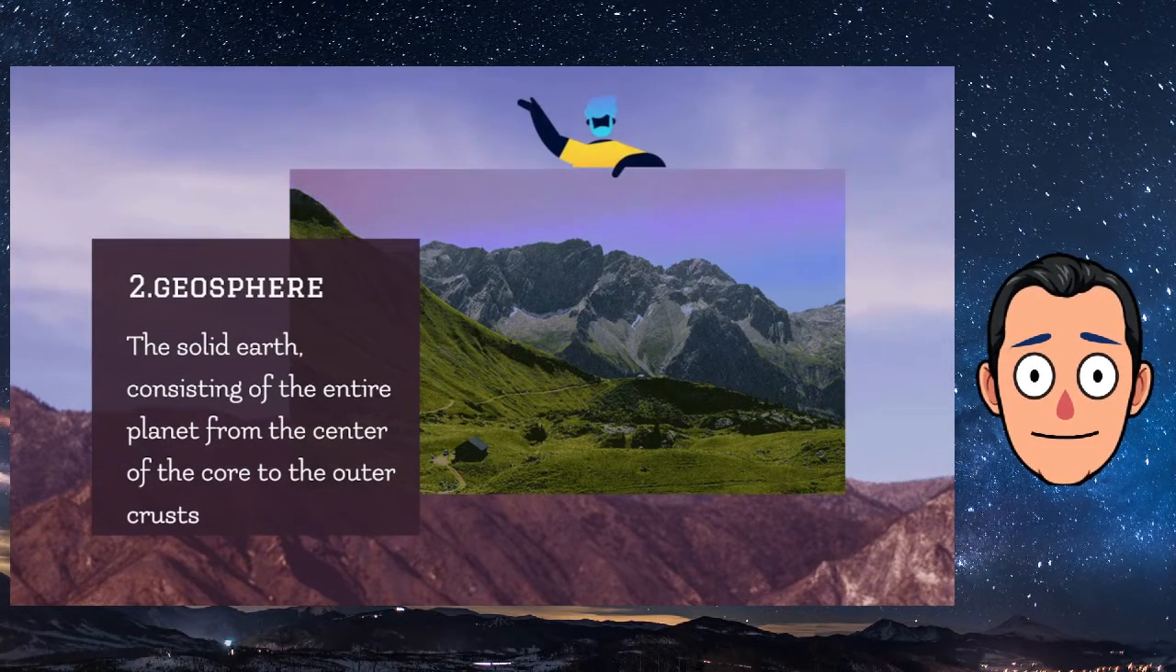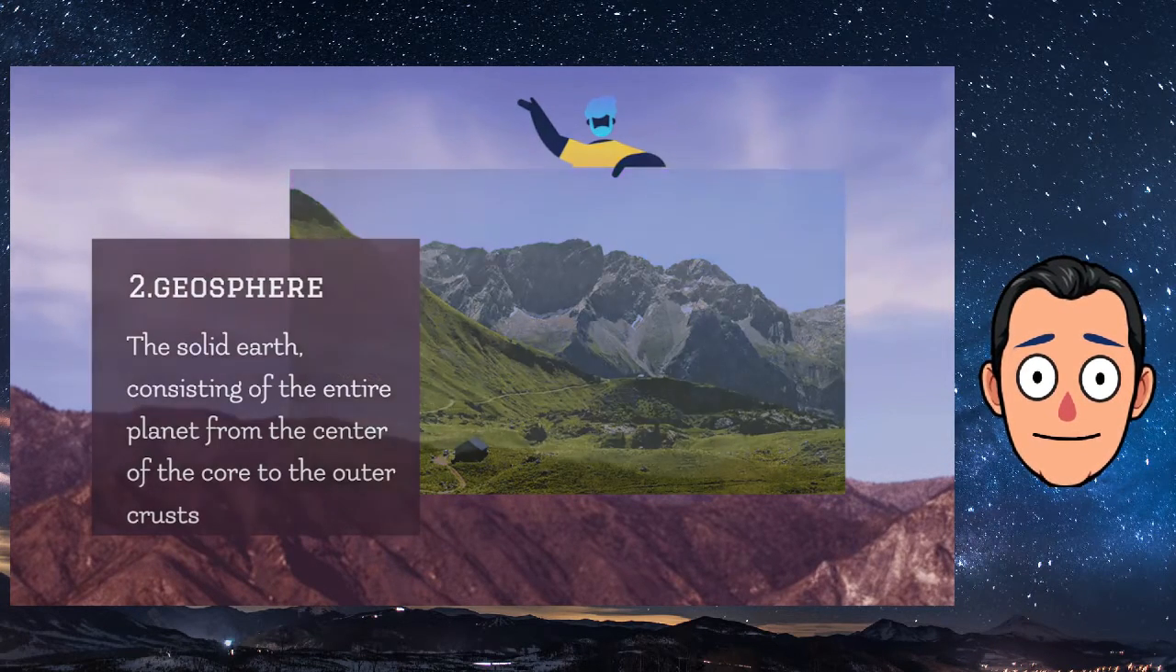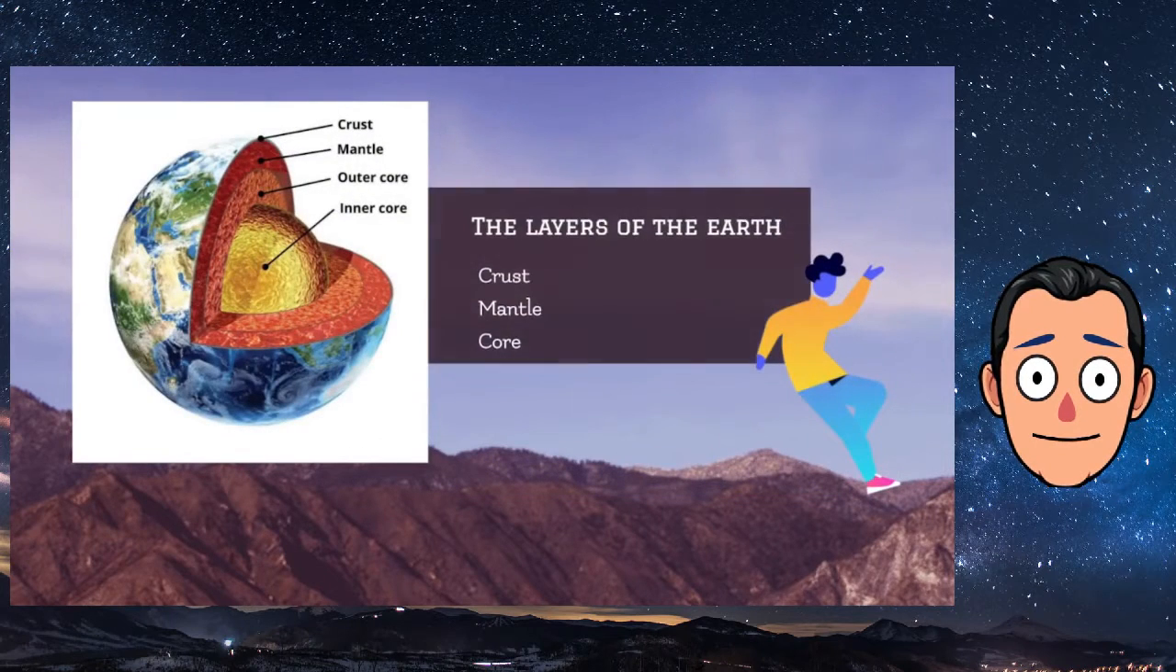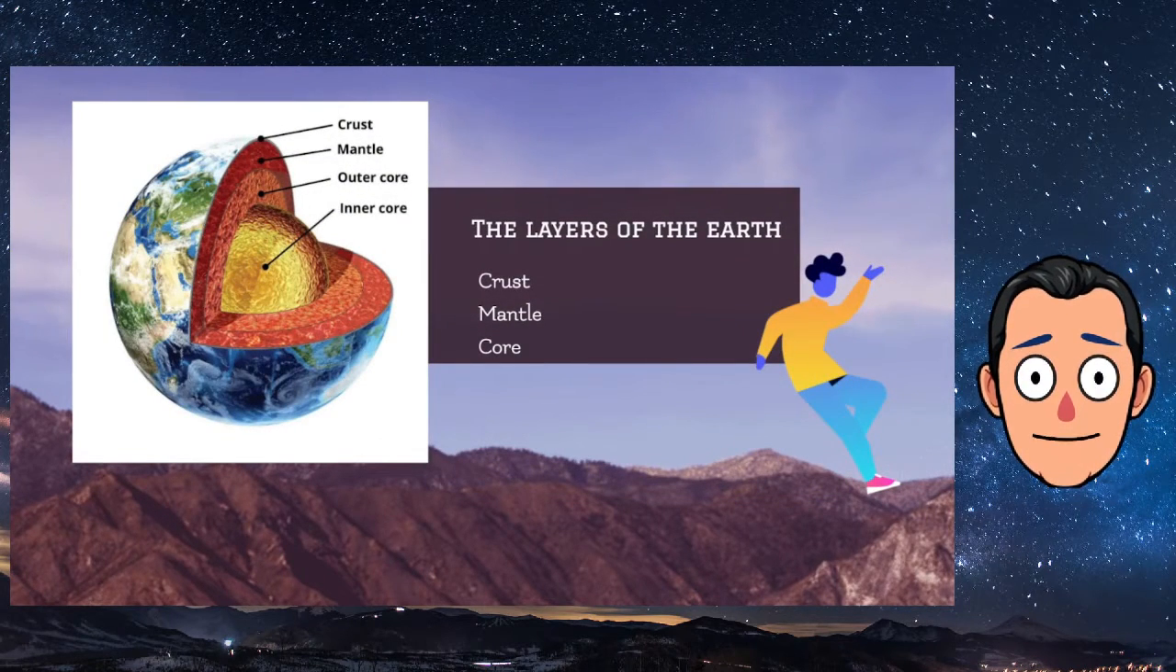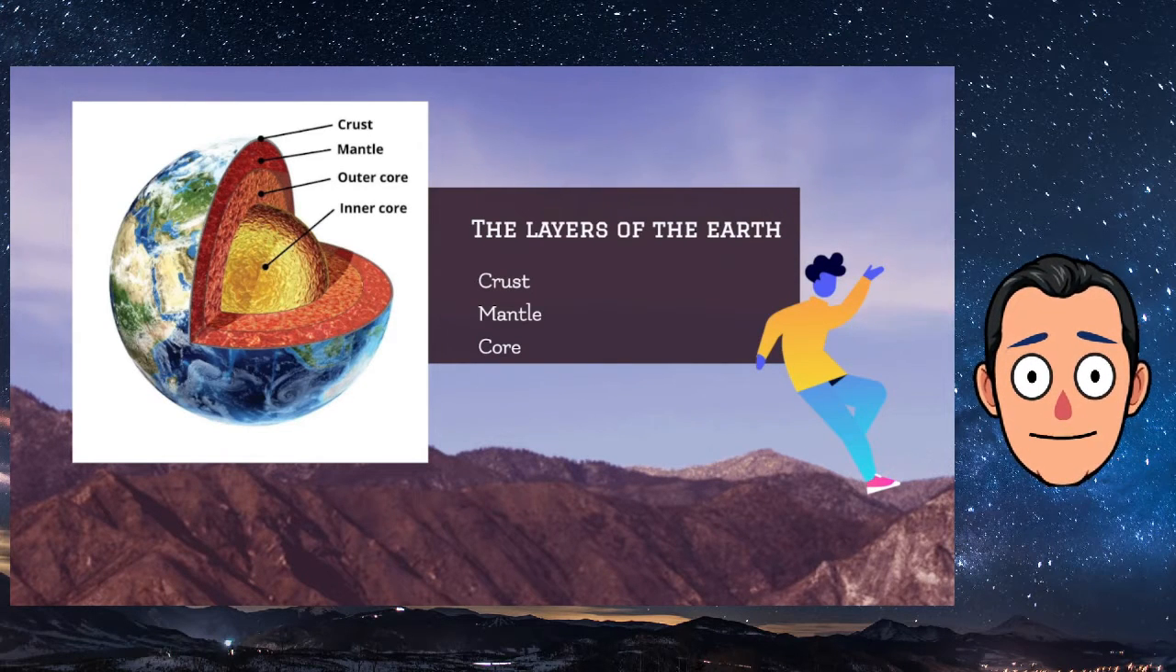The geosphere. The geosphere is the solid Earth, consisting of the entire planet from the center of the core to the outer crust. The layers of the Earth include the crust, mantle, and core. The core includes the inner core and the outer core.